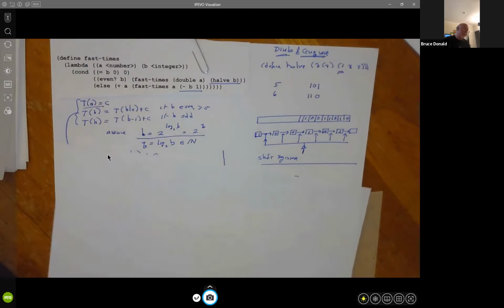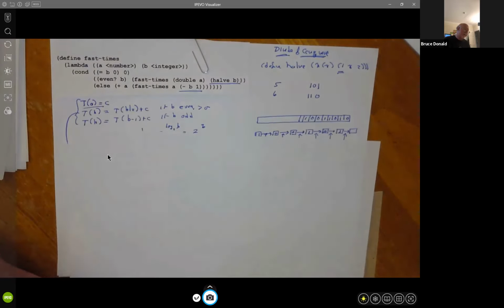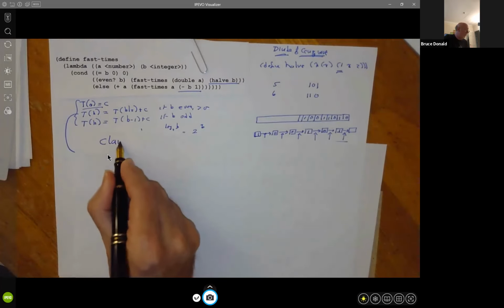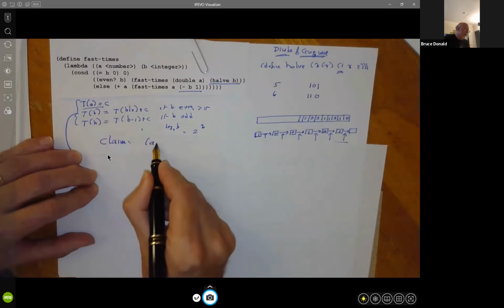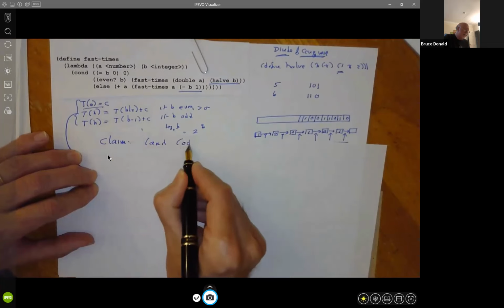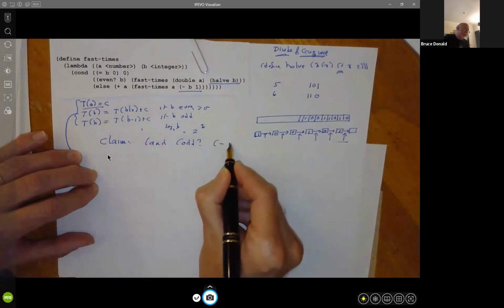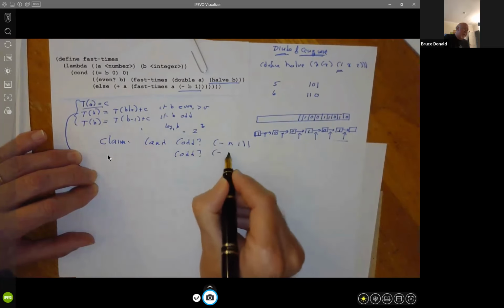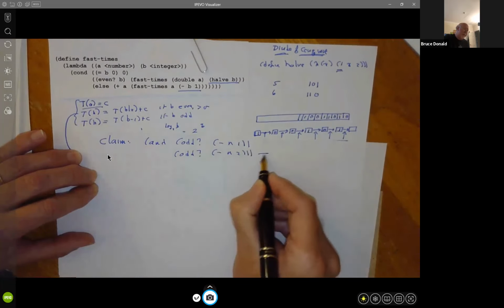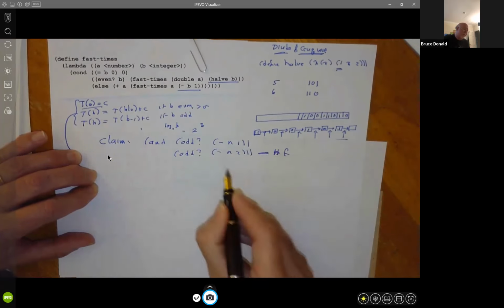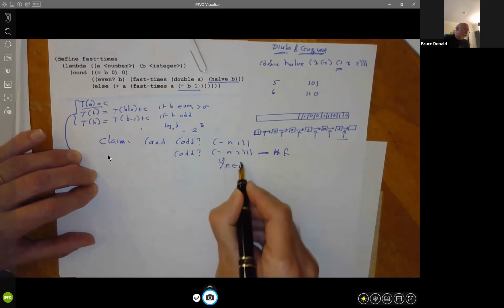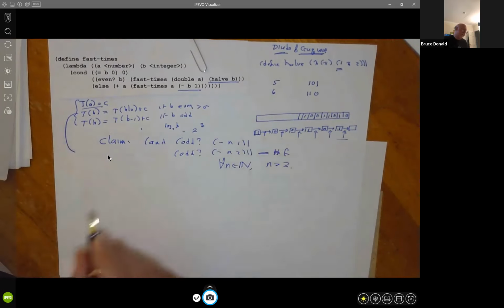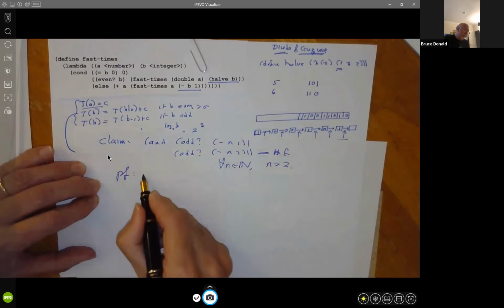So let's write that down, if we had any doubt about it, like this. I'll write it down as a claim: n odd and n minus 1 odd and n minus 2 odd is equal to false for all natural numbers n greater than 2. And this you can prove by induction.